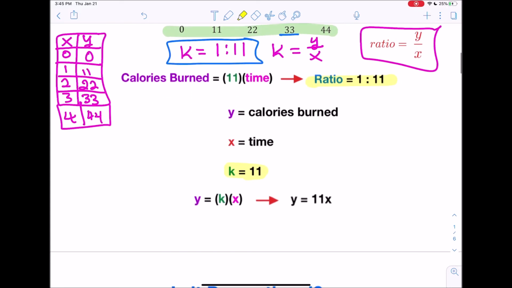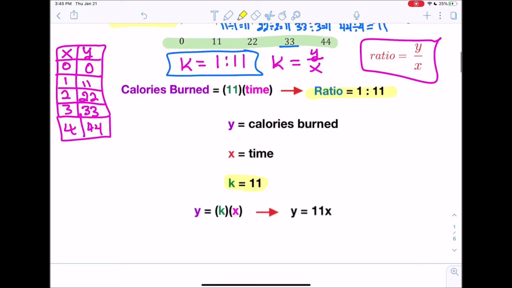So, as we just went over, we could write that as an equation where y equals k times x, or the unit rate times x. And since the unit rate equals 11, y equals 11x. Now, remember, the unit rate is the only number that stays constant. So when we're writing the equation, we leave y and x alone. We don't put numbers in there for them because they constantly change, right?